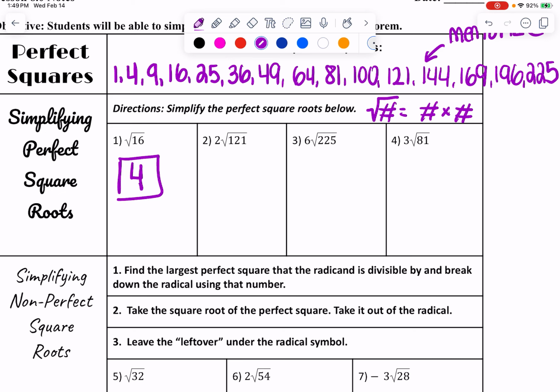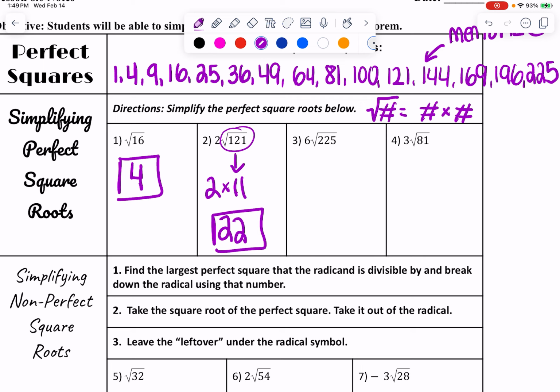We're going to use a little bit harder one. So now it has 2 times the square root of 121. Here's what I'm going to start with. Square root of 121 is what times what? That's going to be 11. So that comes outside the root once I do that. And then I have that 2 out front, so I'm going to multiply 2 by 11, which would be, final answer, 22. Okay?